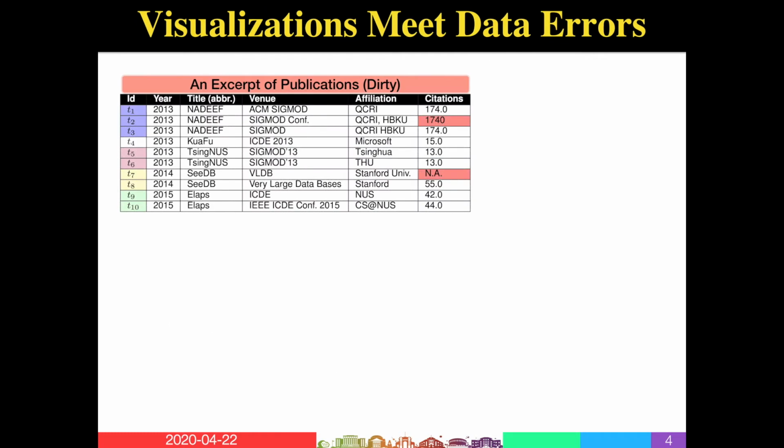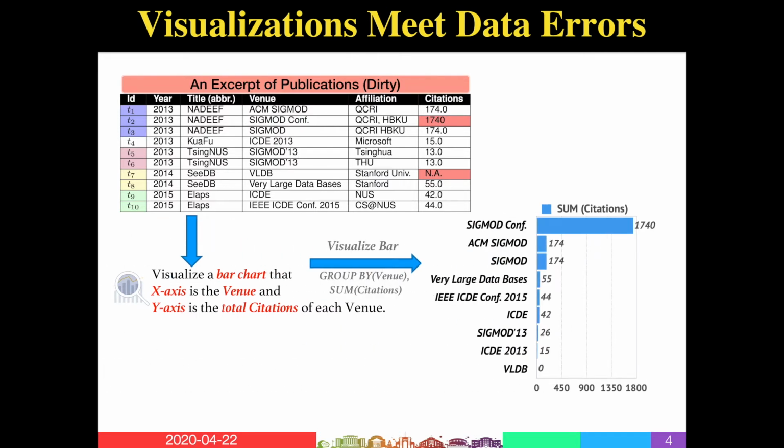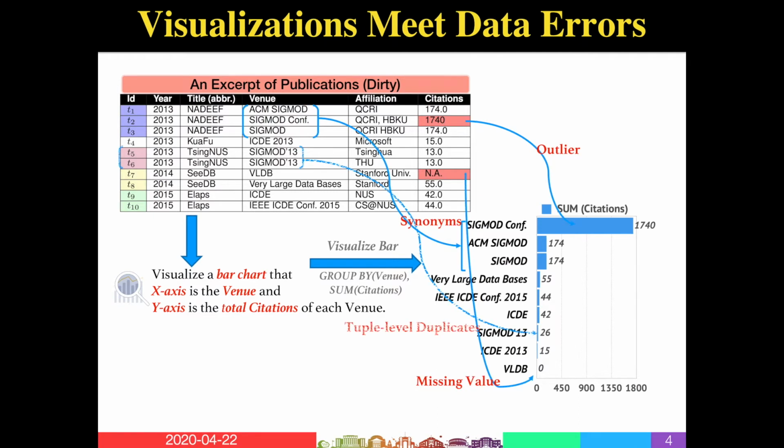Let us see an example. We have a publication dataset collected from 6 data sources such as Google Scholar and DBLP. We want to visualize a bar chart to show the total citations of each conference. Due to various types of errors, the visualization is incorrect. For example, outliers affect the height of the bar. In this work, we consider 4 types of data errors: tuple-level duplicates, synonyms, missing values, and outliers.